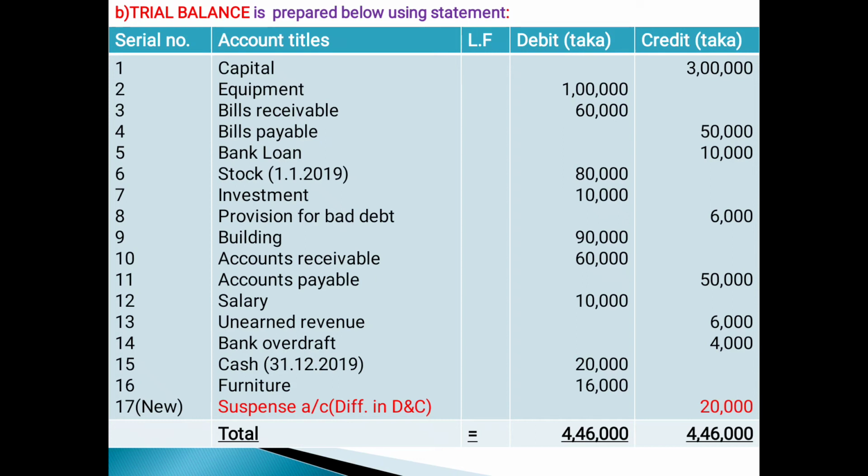Stock 1/1/2019, that is opening stock, is one kind of revenue expenditure that is debited in trial balance for taka 80,000. Investment, one kind of asset.